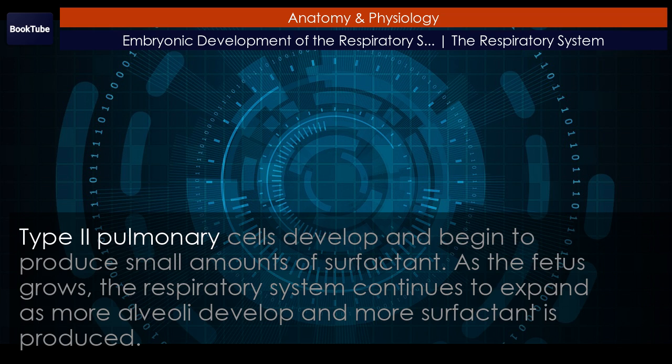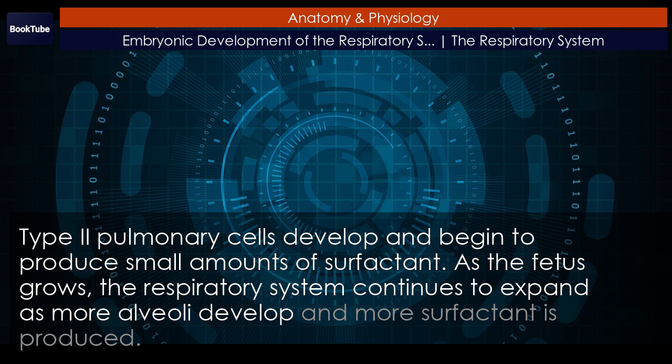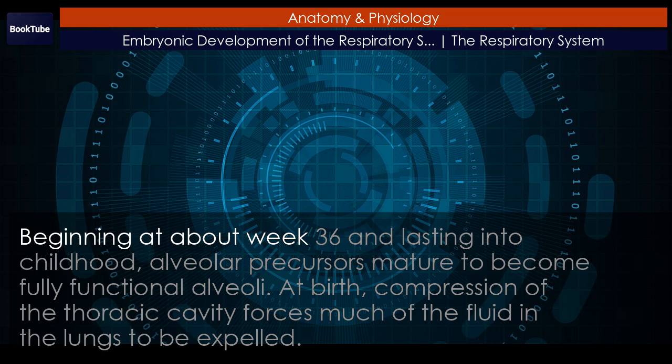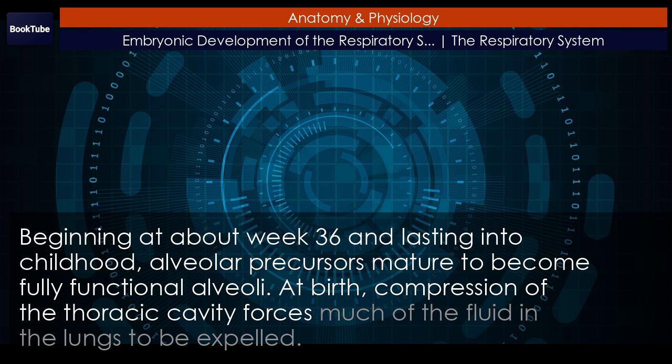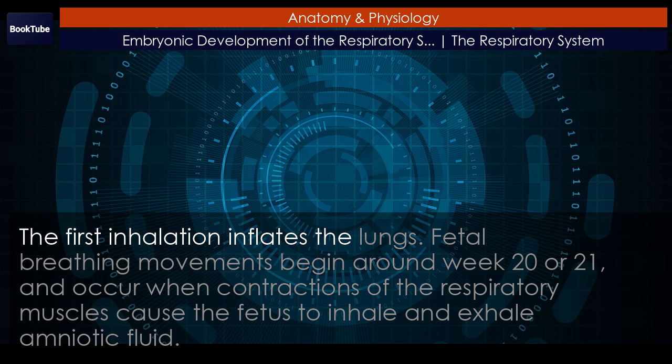Type 2 pulmonary cells develop and begin to produce small amounts of surfactant. As the fetus grows, the respiratory system continues to expand as more alveoli develop and more surfactant is produced. Beginning at about week 36 and lasting into childhood, alveolar precursors mature to become fully functional alveoli. At birth, compression of the thoracic cavity forces much of the fluid in the lungs to be expelled. The first inhalation inflates the lungs.